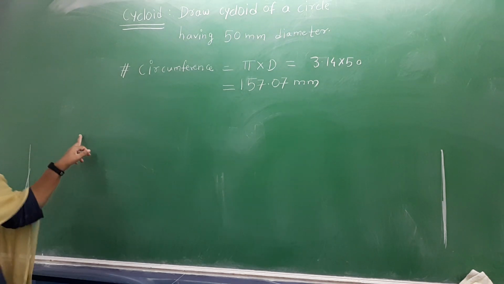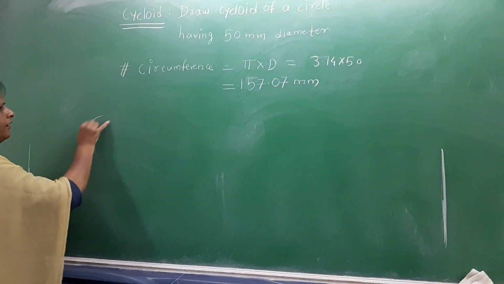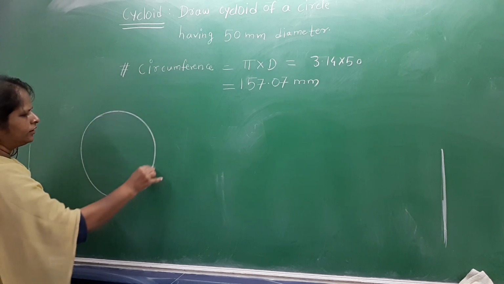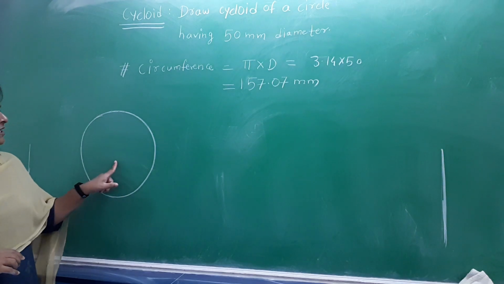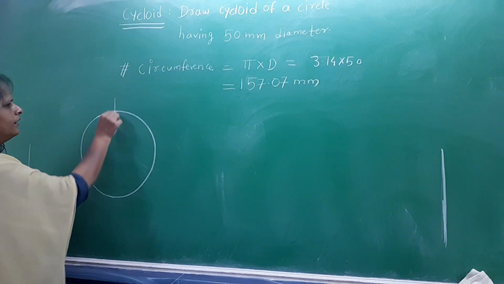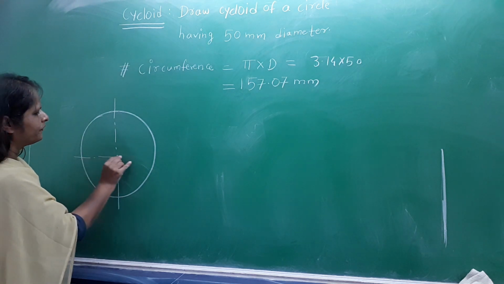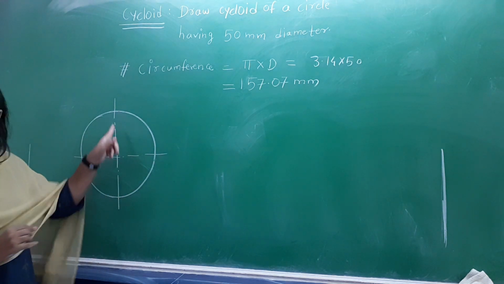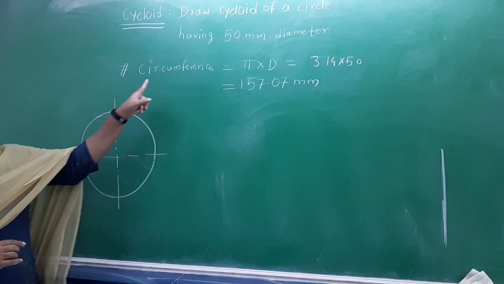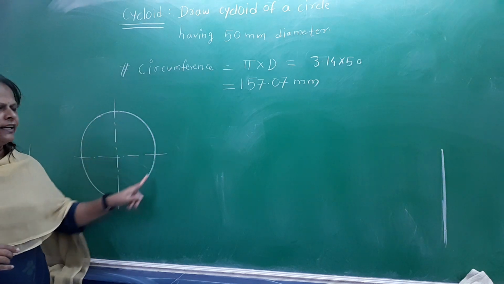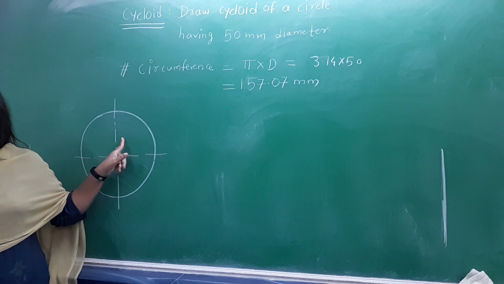To start with, when we have to draw the cycloid of a circle, very first we will draw the circle with given diameter. Whenever you are making it on a drawing book, very first you draw the center lines and then you go for the circle. Once we draw the circle with given dimension, we will divide this circle in equal 12 parts. How to divide a circle in 12 parts?